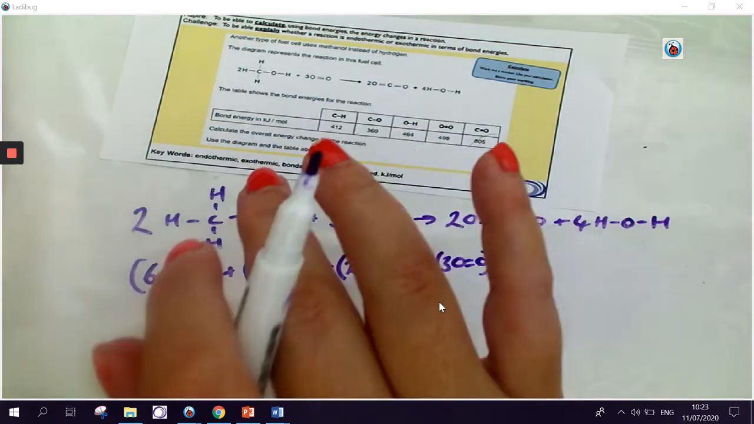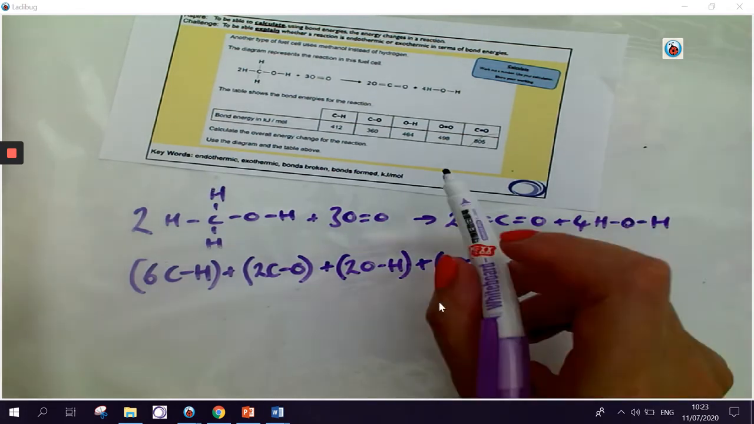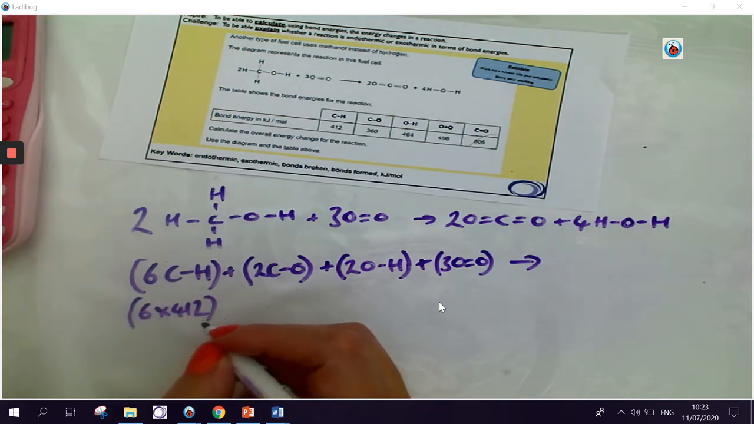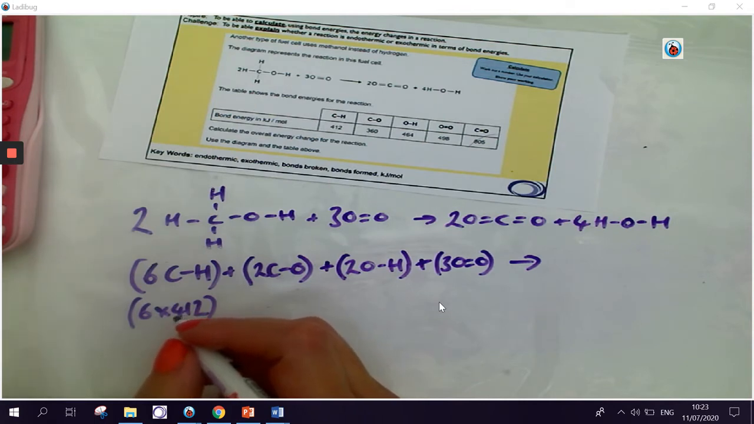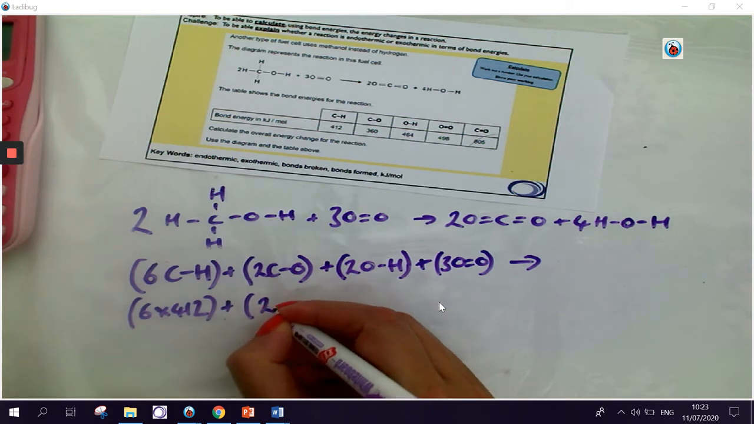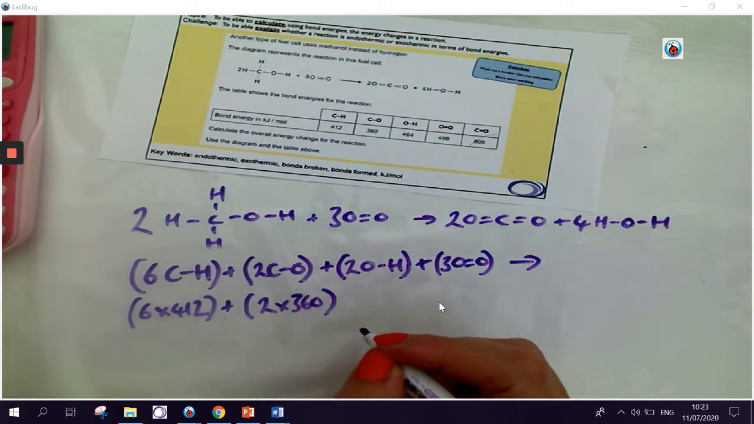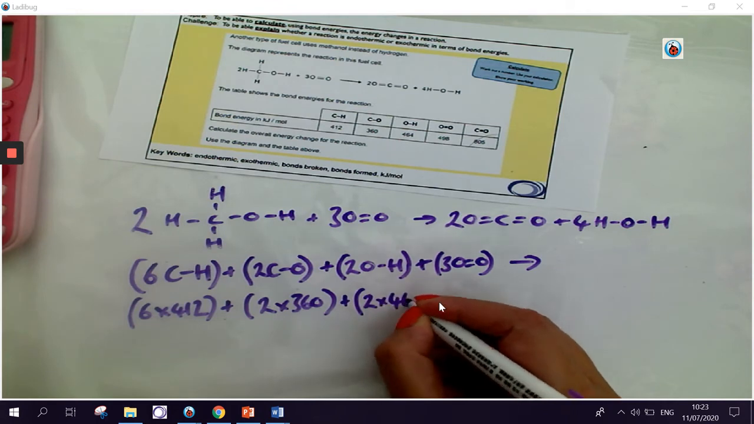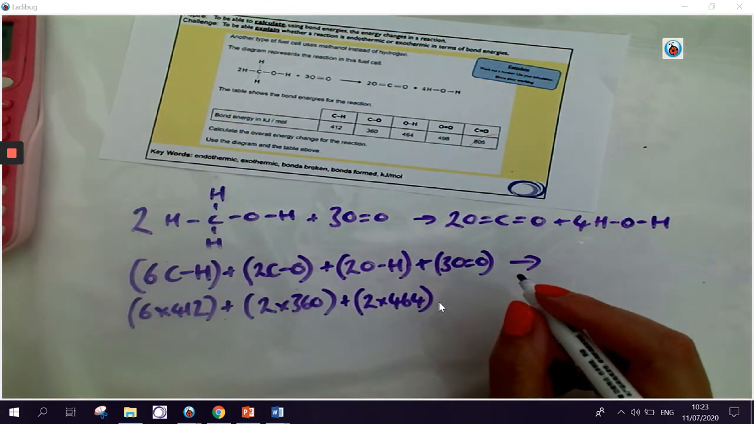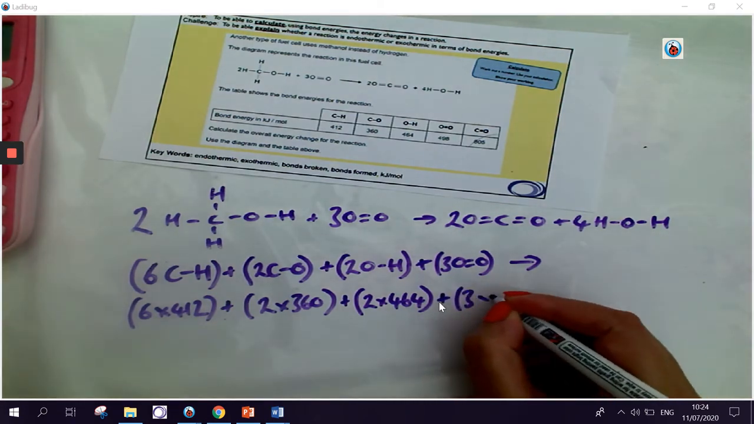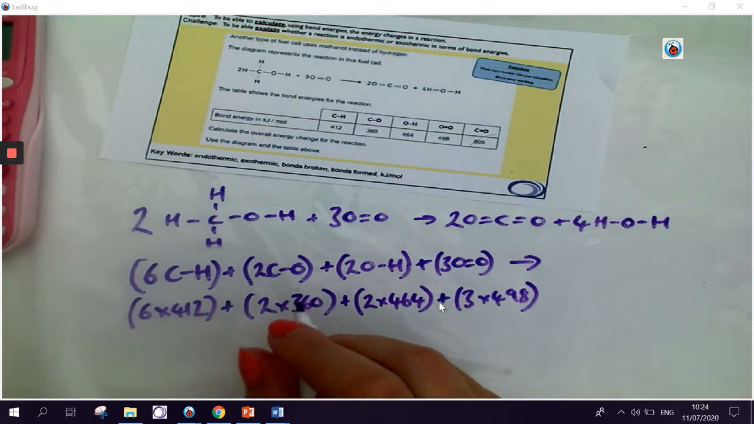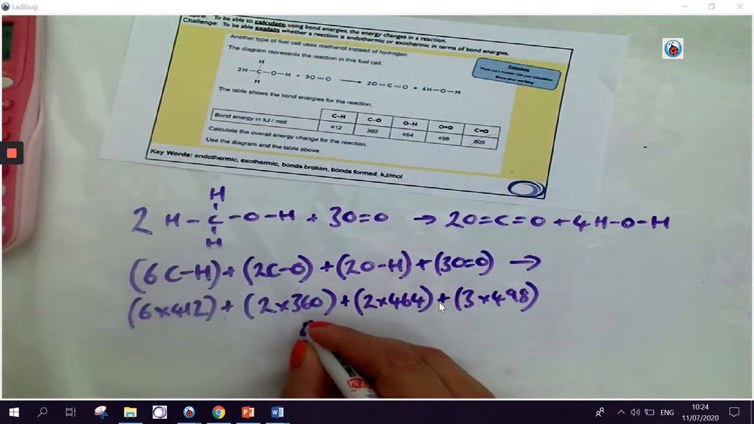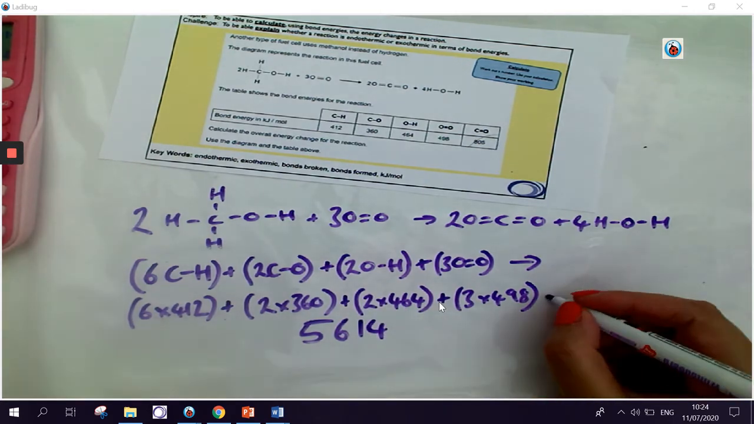So let's work out the energy required to break the bonds of the reactants. So I'm going to replace all of these numbers in. So I've got 6 times 412, add 2 times 360, add 2 times 464, add 3 times 498, which gives me the energy required to break the bonds of the reactants as 5,614 kilojoules per mole.